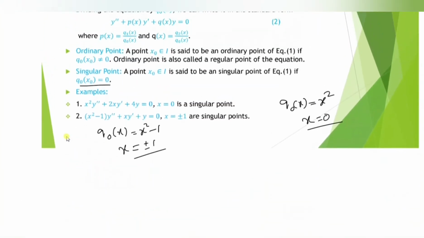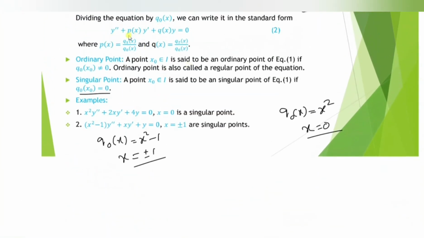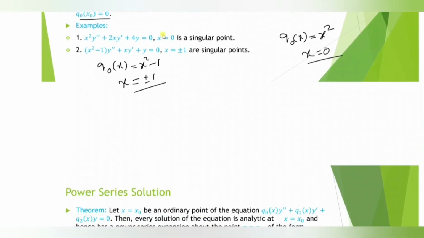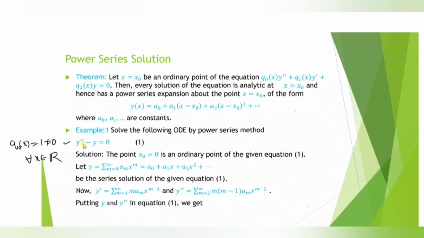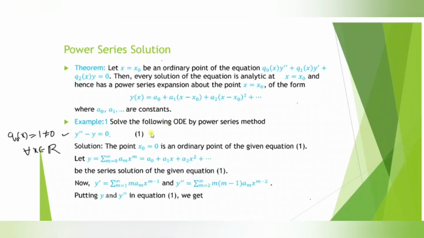हम यहाँ ये स्टैंडर्ड फॉर्म में देखो क्या पढ़े थे? ऑर्डिनरी पॉइंट पे p of x and q of x are analytic. यहाँ इस इक्वेशन का p of x क्या होगा? 0 होगा. q of x क्या होगा? -1 होगा. So p of x and q of x are analytic at every real x. The point x0 equal to 0 is an ordinary point of this differential equation. So by above theorem, we can find a power series solution of this differential equation about x0 equal to 0.